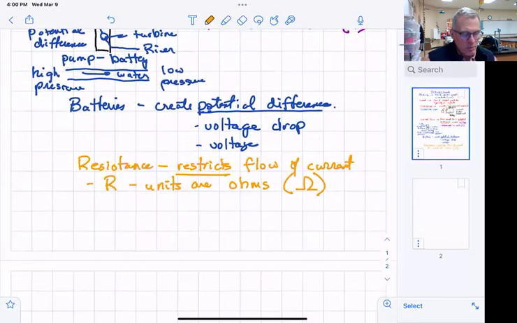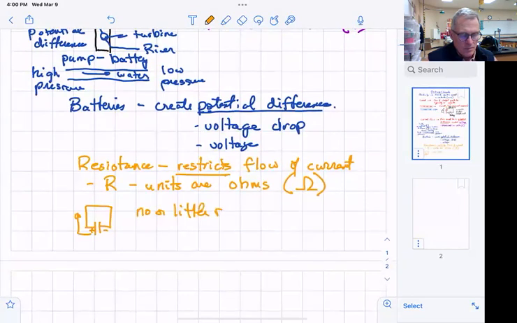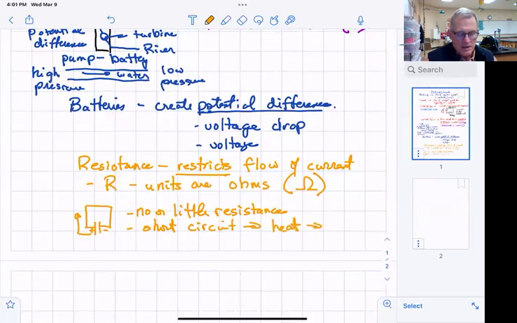One last thing I want to talk about. If a circuit doesn't have a lot of resistance, in other words, it has a battery, no resistor, if a circuit has no or little resistance, current can flow unimpeded. That's called a short circuit. And that causes heat and potentially fire. We'll talk more about that later.